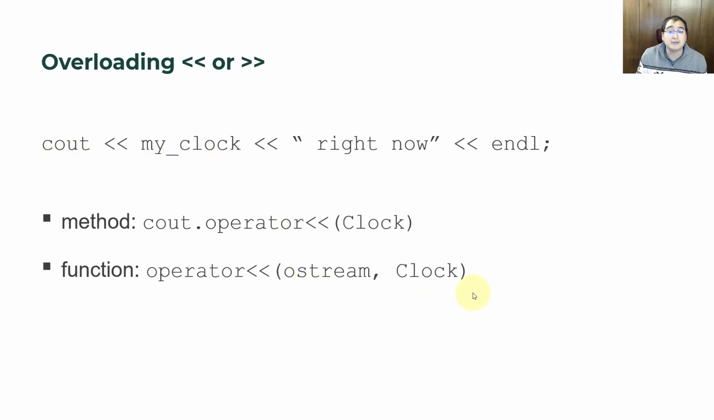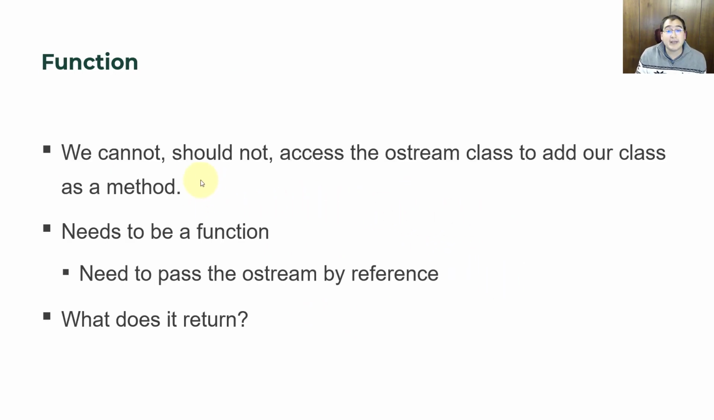Which of these two options make the most sense? Well, we can't change the OStream class. So the output stream class like cout, we're not allowed to mess with that class and add a new member function that knows how to handle our clock. So that option is right out, we can't use a member function. So instead, this has to be a function. And what this function does is it takes two arguments, the OStream and the clock.